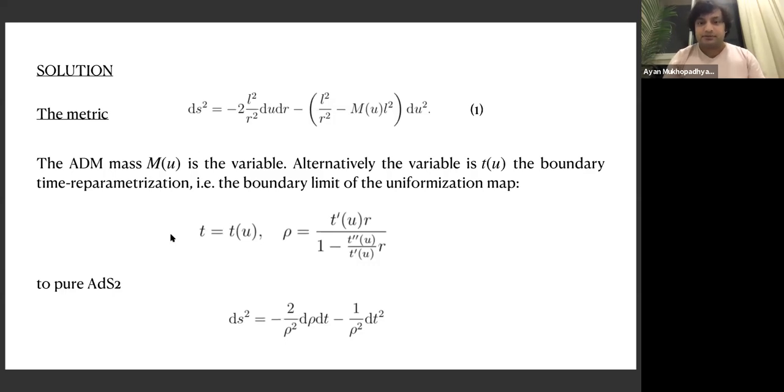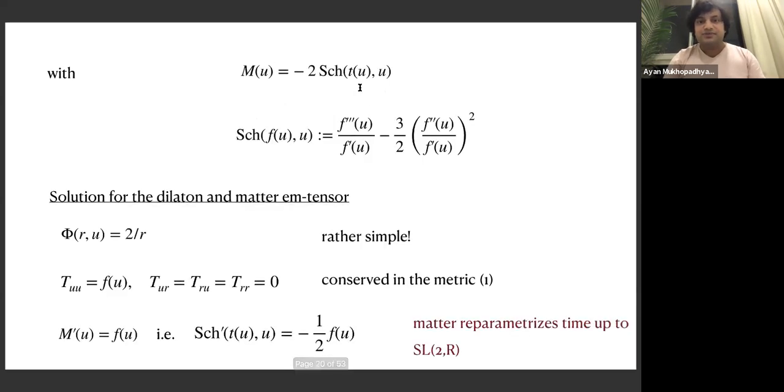And now if I do this, m of u can be expressed in terms of t of u, and the expression is rather remarkable. m of u is simply a Schwarzian of this t of u. Essentially, it has to be the case because there is an SL2R isometry of the AdS2. So this is reflected in this formula: because of the isometry, m of u should not change if I do an SL2R transformation of t of u. And this is the definition of the Schwarzian.